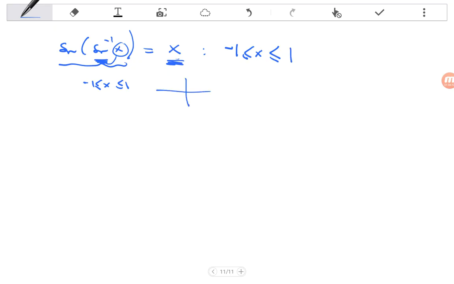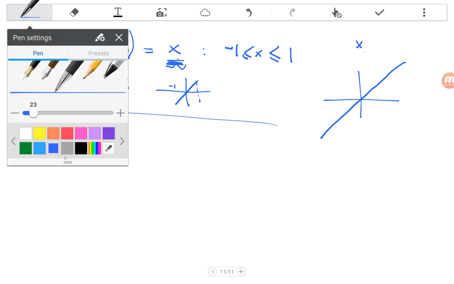If I sketch that function, it will just be from -1 to 1 like that. That is different from the natural x, which is from -infinity to infinity. These are two different functions: the natural x and that x, which is sine of sine inverse x. These are two different functions, okay?